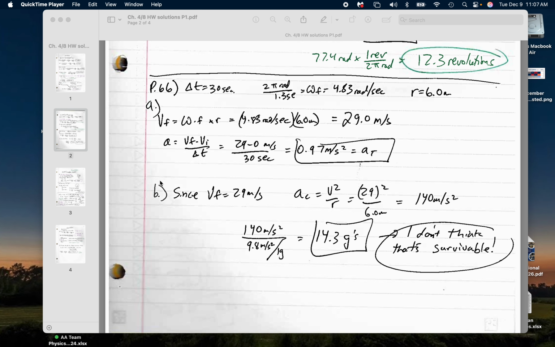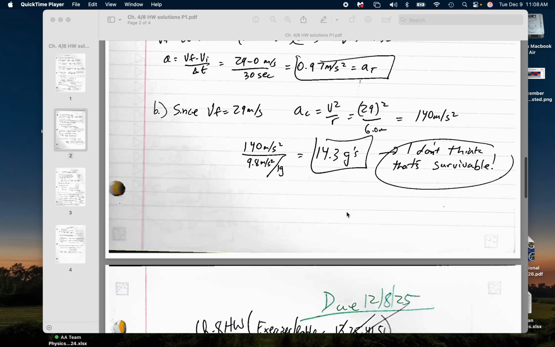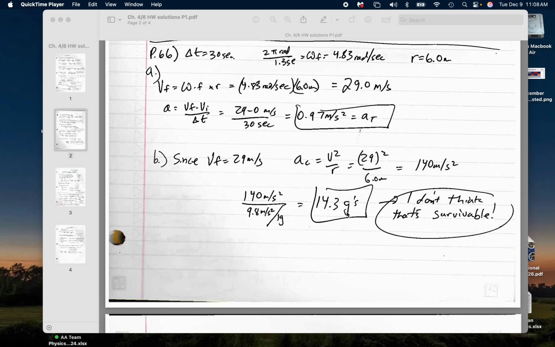For part B, how many g's of acceleration does this have? If you're moving 29 meters per second, the radius is 6 meters, we have 140 meters per second squared. That's our centripetal acceleration. And it's 9.8 meters per second squared for 1 g, so this is around 14 g's. I don't know if that's survivable for a long period of time. I think for a very short period of time it may be.